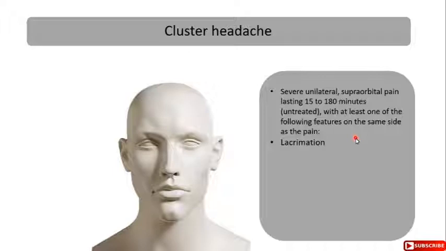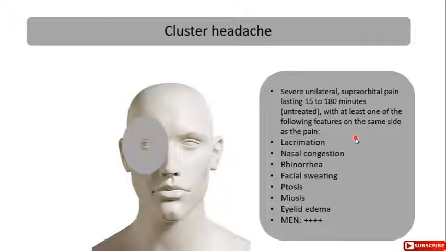And you have to have at least one of the following features. For example, if you're having the pain on the right side of your head, you need to have one of the following features on the same side: lacrimation, like tears coming out from your eye on the same side as the pain, nasal congestion, rhinorrhea, facial sweating, ptosis, miosis, eyelid edema.